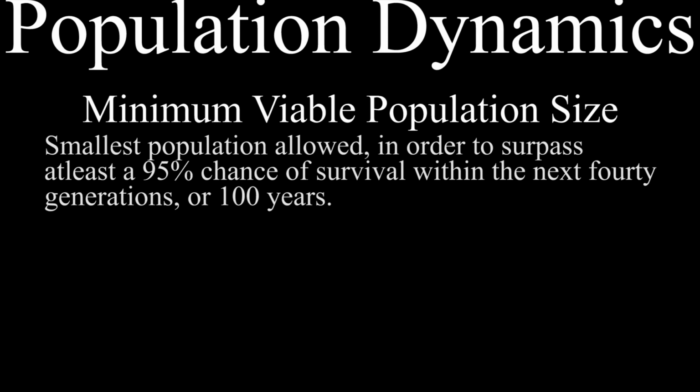One final idea that is important in relation to the population dynamics is the minimum viable population size. This is the smallest population size that any one species may have without risking extinction within the next 100 years, or 40 generations. Finally, let's take all this information and use it to examine a particular species. Now, for the species that I want to examine, I will use Bengal tigers.